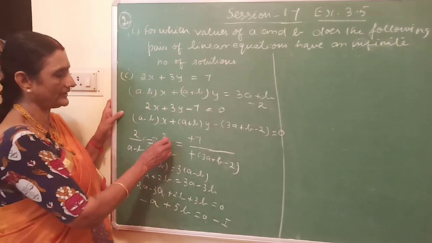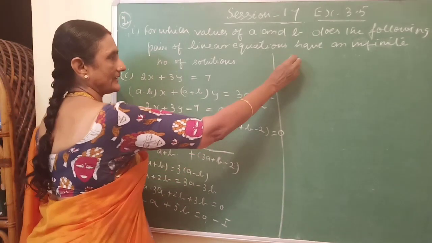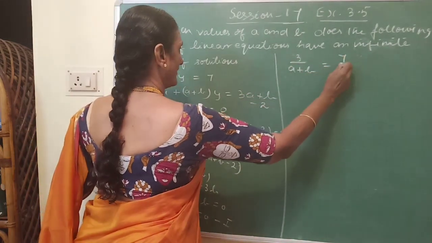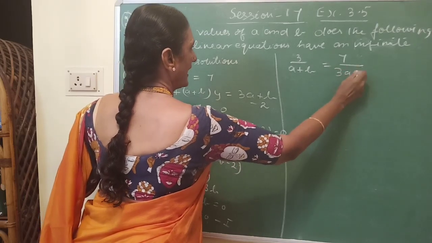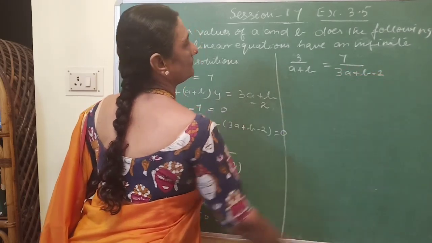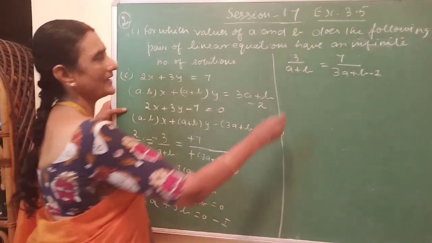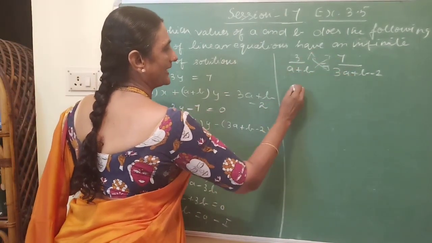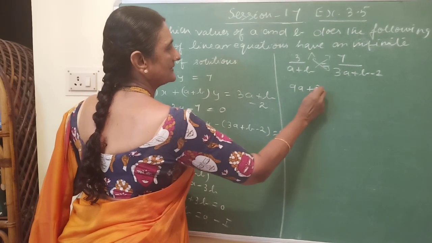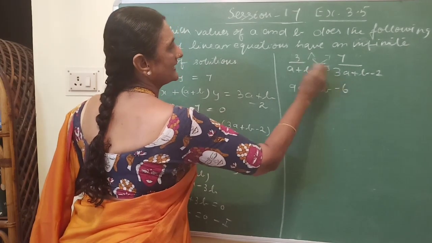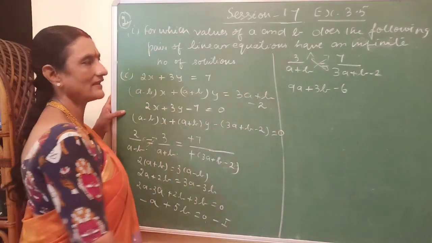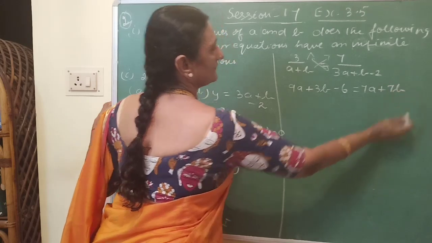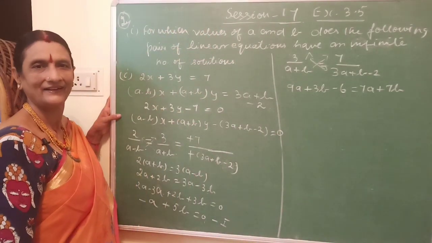Second, now I am going to equate (3 plus 3) divided by (a plus b) is equal to 7 divided by (3a plus b minus 2). So by cross multiplication, what do you get? You will get 3 3s are 9a plus 3b minus 6, 3 2s are minus 6, is equal to 7a plus 7b. Are you understanding? Is that clear to you?